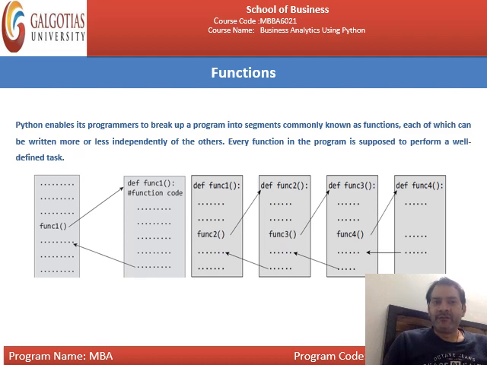Like the definition written here for the function: Python enables its programmer to break up a program into segments commonly known as functions, each of which can be written more or less independently of the others. Each function in the program is supposed to perform a well-defined task. In simple words, a self-contained block of statements that performs a particular task is known as a function.